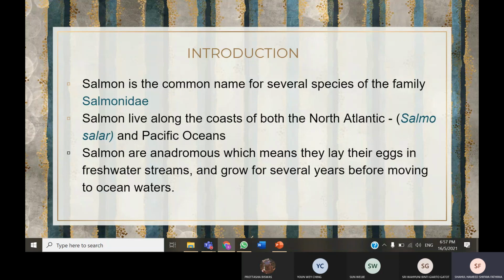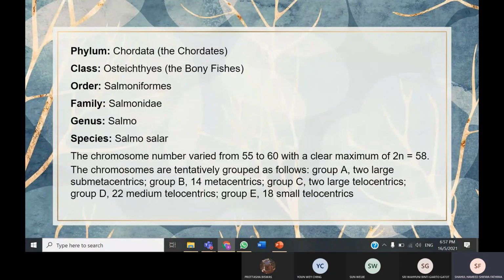Salmon is a common name for several species of the family Salmonidae. Salmon live along the coast of both the North Atlantic and Pacific Oceans. Salmon are anadromous, which means they lay their eggs in fresh water and stay there for several years before moving to the ocean. This is the taxonomy of salmon and some information about their chromosome number.